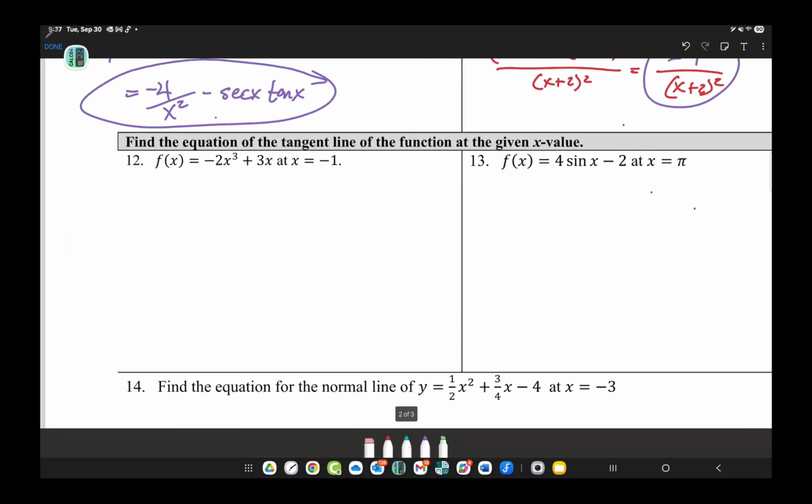All right. Now, on this question, it does say find the equation of the tangent line at a given value. Let me check to make sure this is going to be part of it.